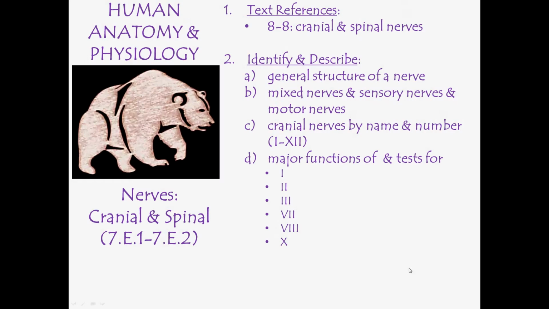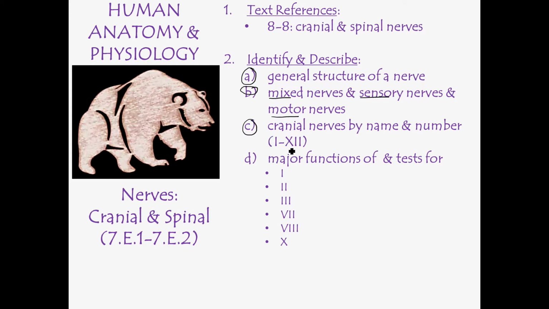A screencast, another screencast where I'll be discussing specifically the cranial nerves here. So by the end of this, hopefully you should be able to identify and describe the general structure of a nerve. Well, this is kind of a review. But then what do we mean by a mixed nerve, a sensory nerve, and a motor nerve? So mixed, sensory and motor. And then specifically about the cranial nerves here.